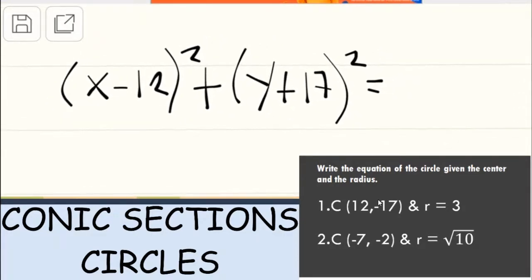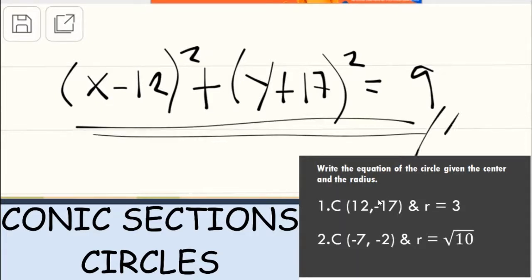our radius is 3. Since we took the square root earlier, now we square it. So, the square of 3 is 3 times 3, which is 9. So, this will be our equation of the circle in number 1.